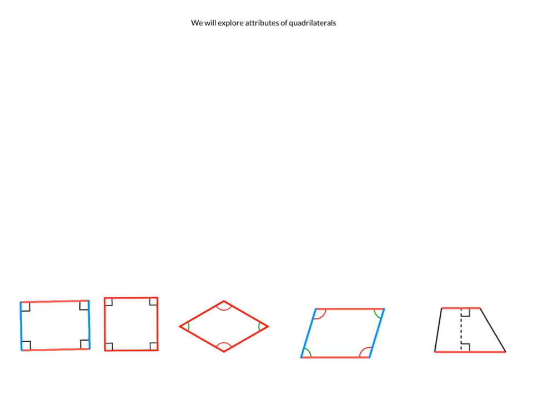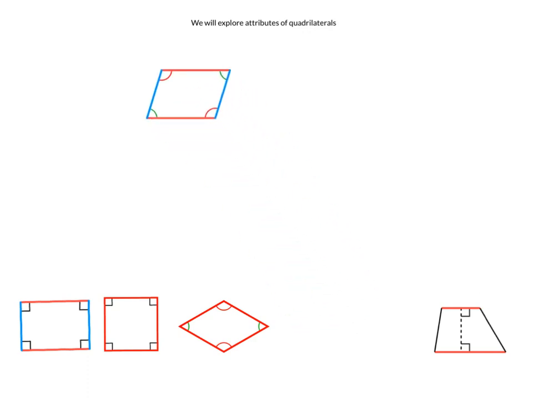Hello everybody. Today we will explore attributes of quadrilaterals. So first, what is a quadrilateral? A quadrilateral is any polygon with four sides. Quadrilaterals can be classified by their angles or pairs of sides. Let's look at some types of quadrilaterals.